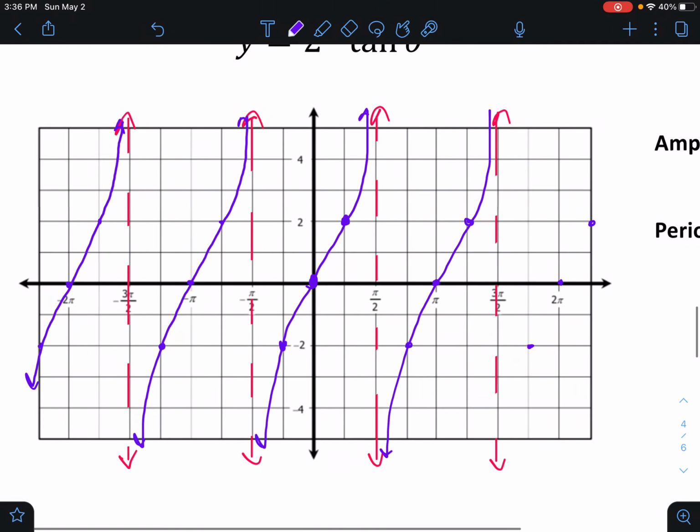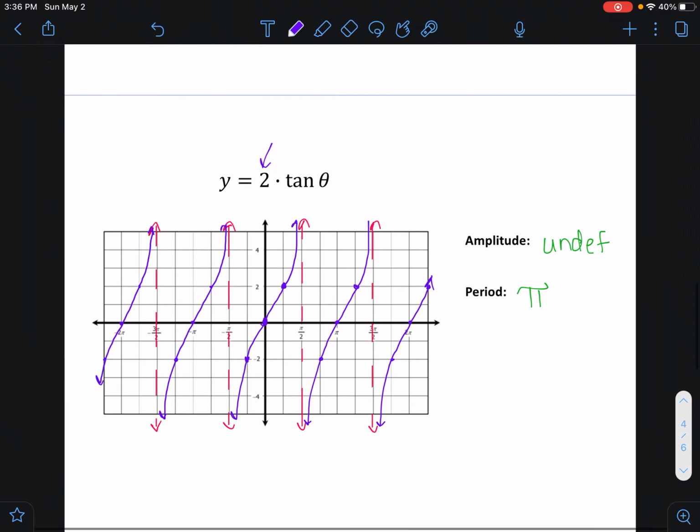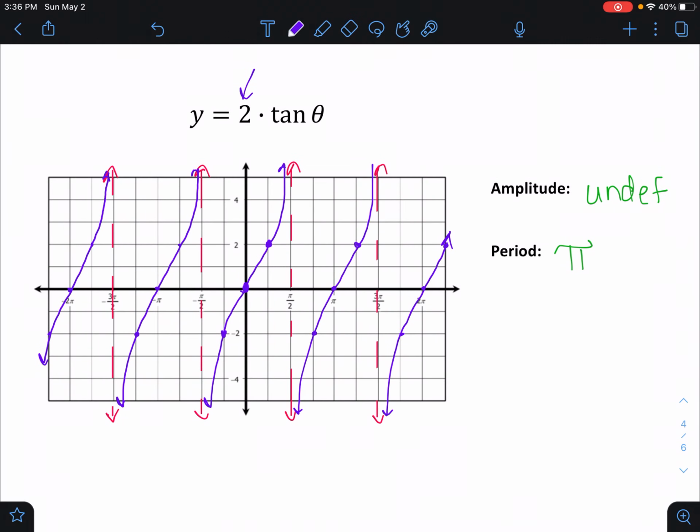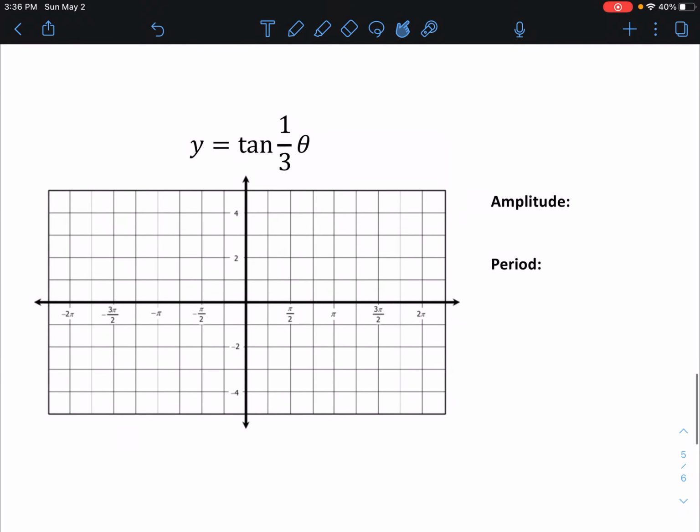Now, if you were graphing this on your graphing calculator, all you would see is the stuff in purple. Okay, so there we go, and that is what that A value will do to your tangent graph. Okay, how about a B value and changing the period a little bit?